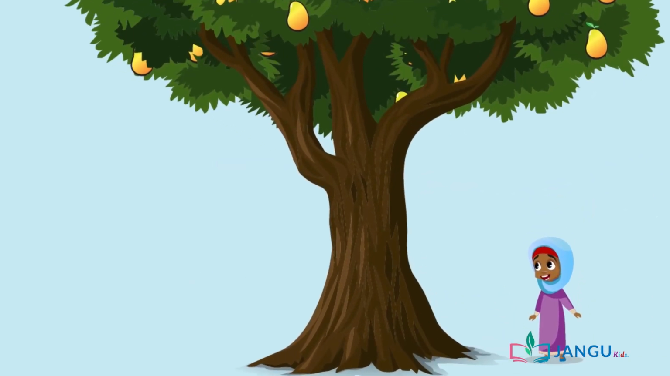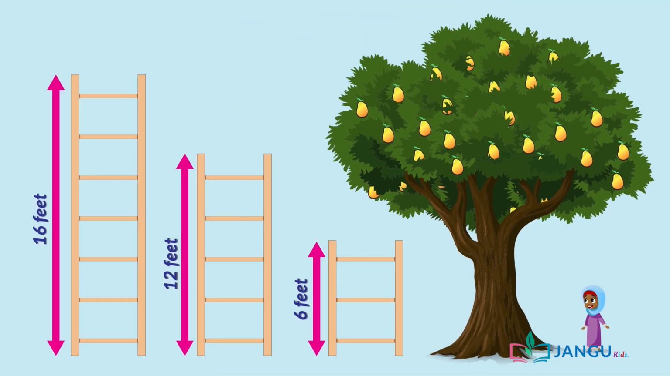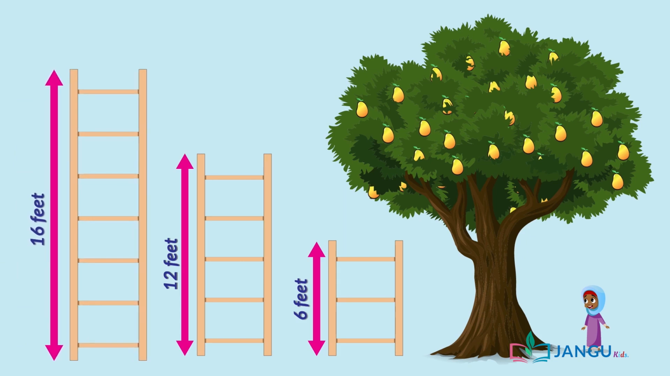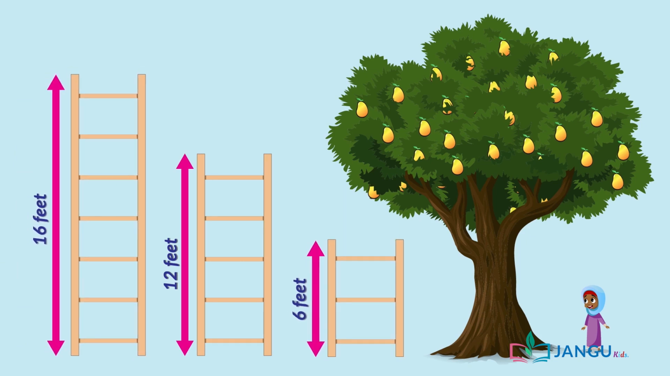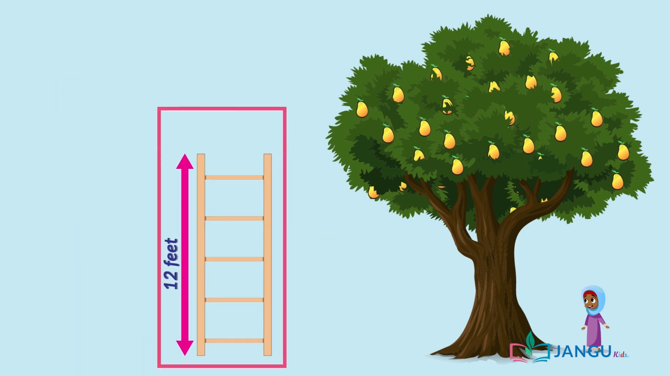Demilade wants to pluck a ripe mango from a high branch, and there are 3 ladders in her house. Which ladder do you think will help her reach the mango? The ladder of 16 feet, the ladder of 6 feet, or the ladder of 12 feet? That's right, the ladder of 12 feet. When we say 12 feet, what do we mean?